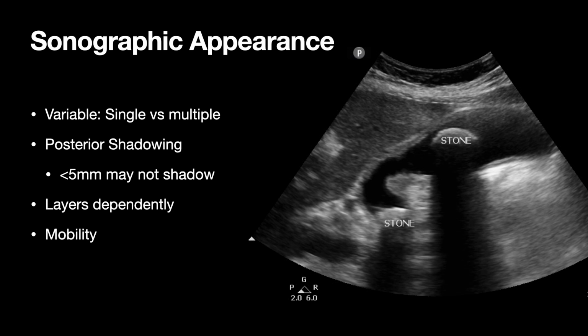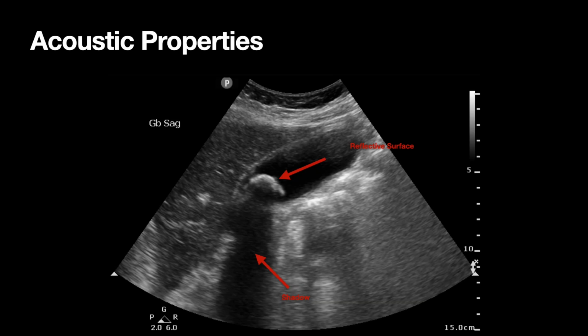And so it's really important when you see these things that you move the patient, right? So if they're lying supine, move them to the left. If they're on their left, move them to their supine. Sometimes we've even rolled people to the right or sat them up just to demonstrate that these stones are or are not mobile as we're trying to evaluate what's going on with these patients here. So here's an example, just some arrows showing that reflective surface on that stone with the deep, dark shadowing posterior to that stone that's coming from that reflection.